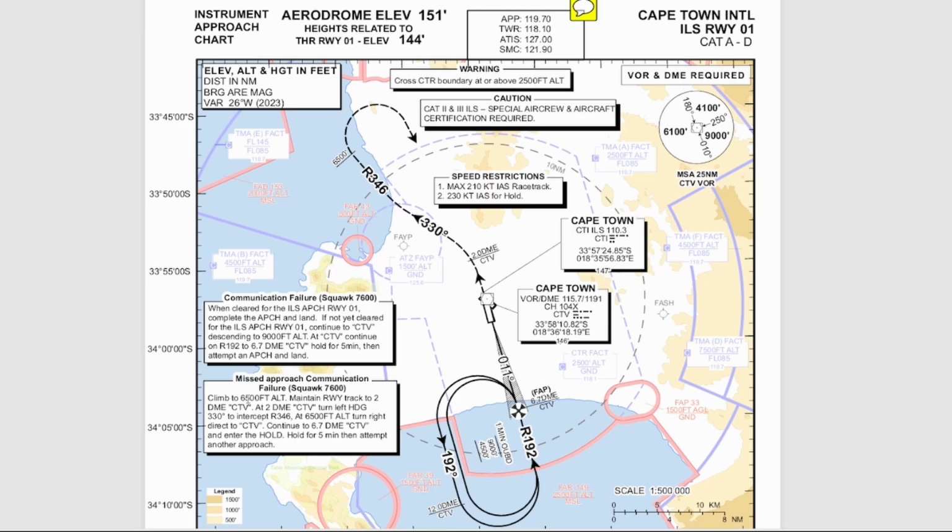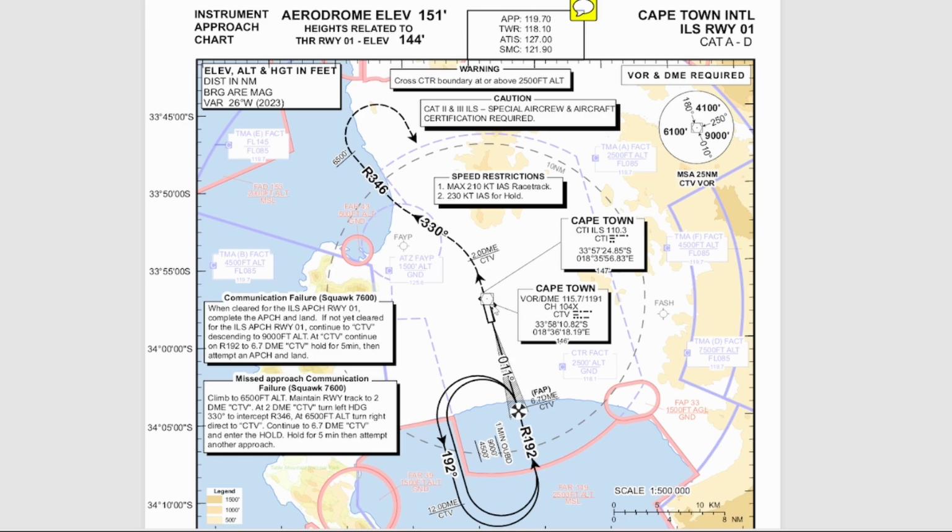So climb to 6,500 feet, maintain runway track. Okay, so we will be at a heading of 011. When we execute the missed approach, we keep that heading and we start our climb to 6,500 feet until we reach 2 nautical miles.